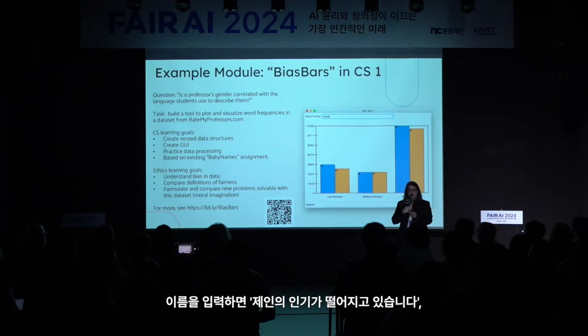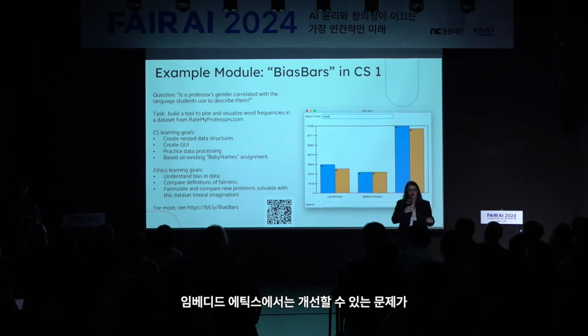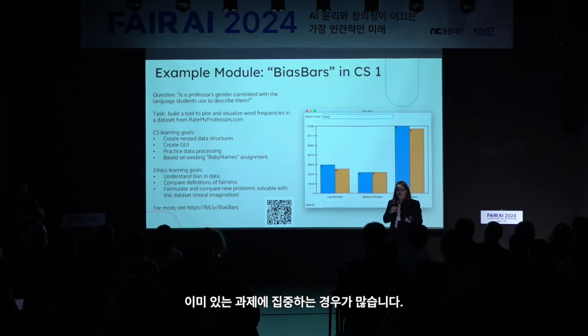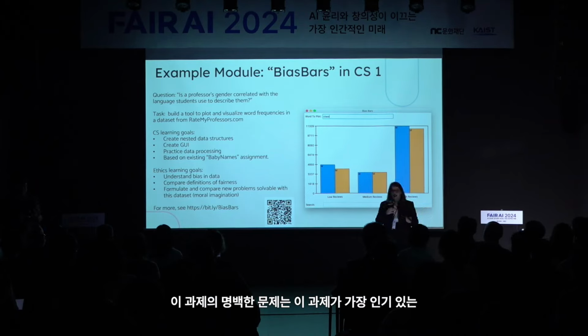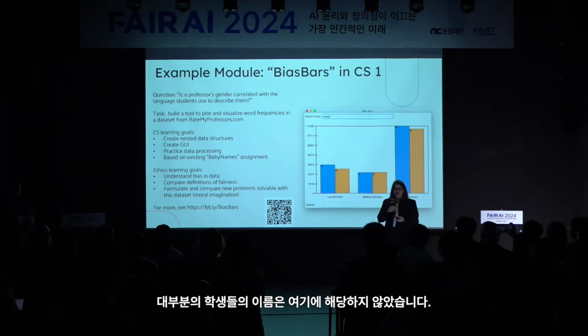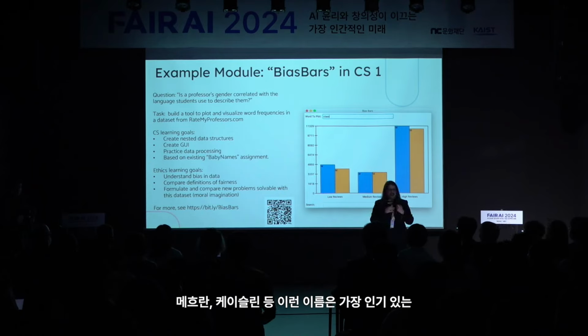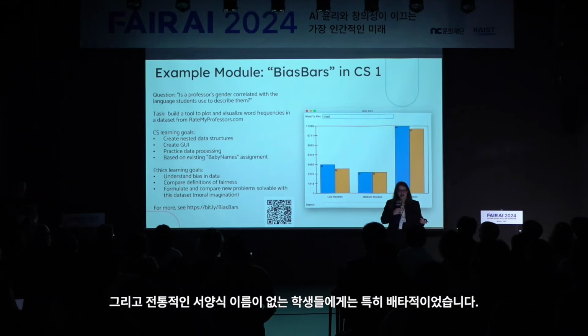So you can put in that name and it'll say, oh, Jane is becoming less popular, but Mary is becoming more popular. A lot of times in embedded ethics, we want to focus on assignments that already have some kind of problem that we can improve. So it's a win-win. The obvious problem with this assignment is that it was only really fun for students whose names were in the most popular 100 names, which is actually not most students. So Maron, Kathleen, none of these names are in the most popular 100 names. And it was especially exclusionary to students who didn't have traditional Western names.